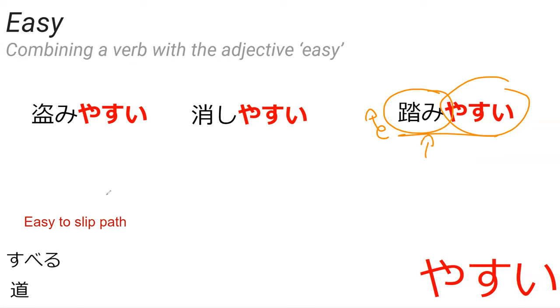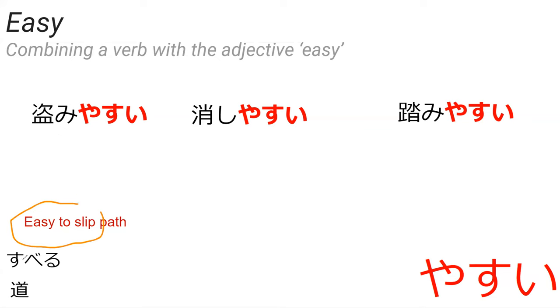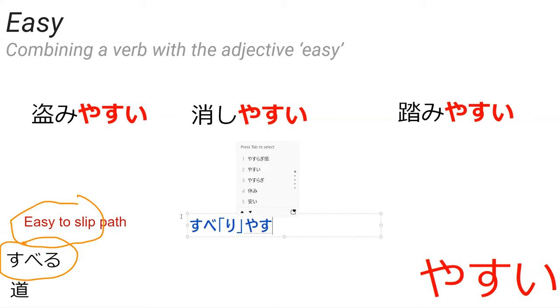How would you say easy to slip, using the word suberu, which is to slip? So suberu becomes suberi yasui. Right. Perfect. Suberi yasui. So now we have easy to slip. How would you say an easy to slip path, or a path that's easy to slip on?